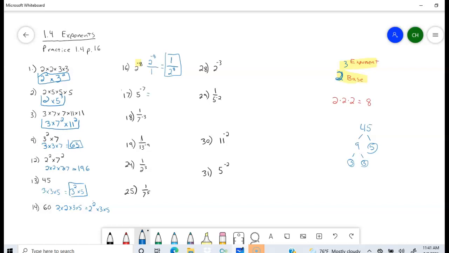5 to the negative 7th is equal to 5 to the negative 7 over 1. I'm going to drop it like it's hot. 1 over 5 to the 7th.